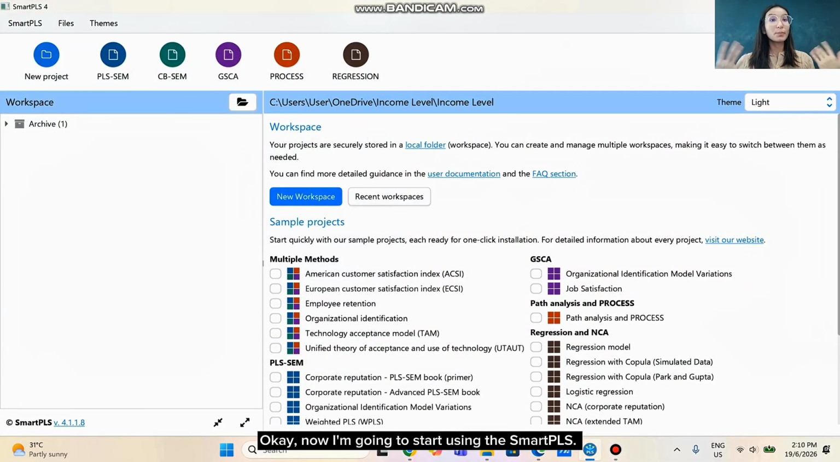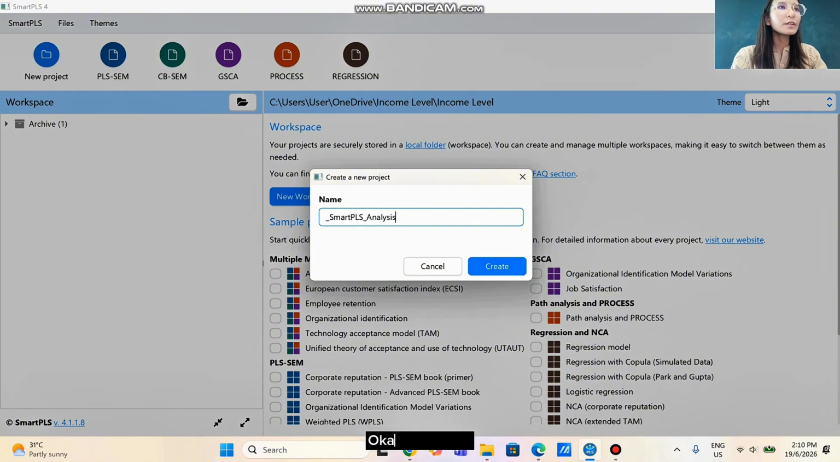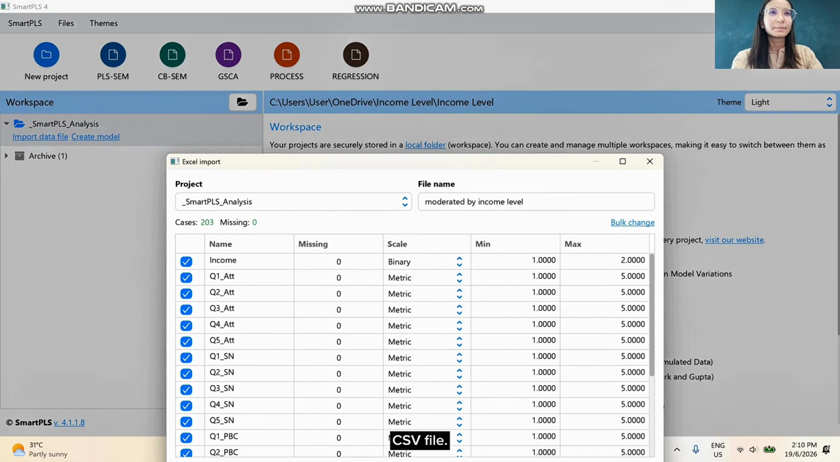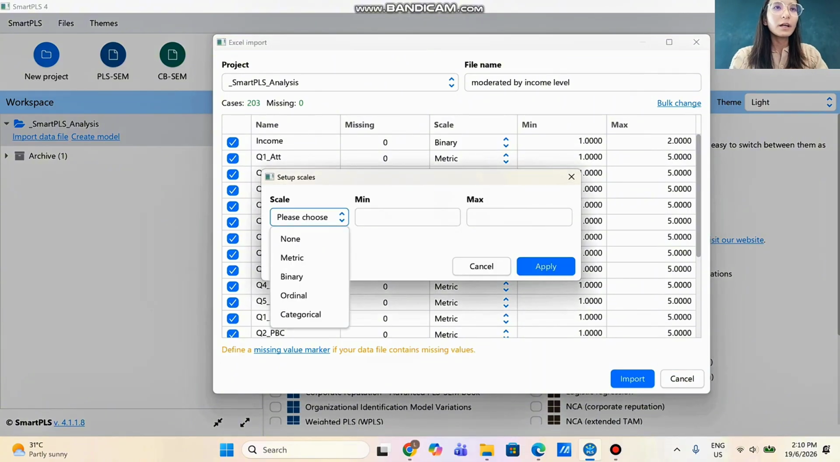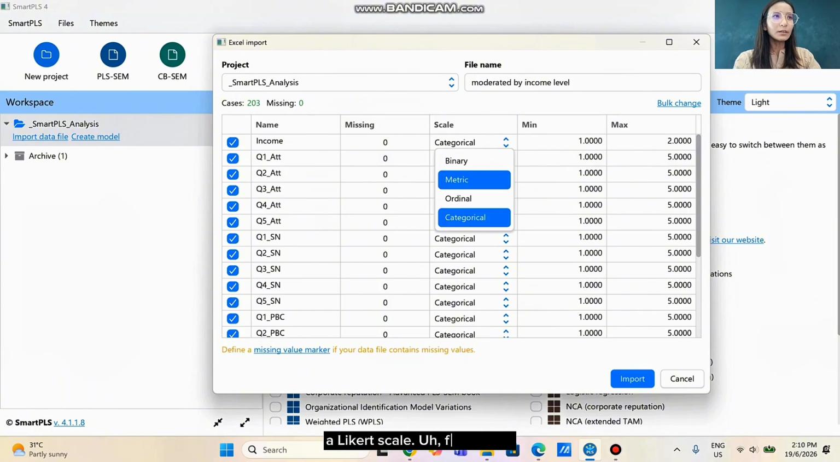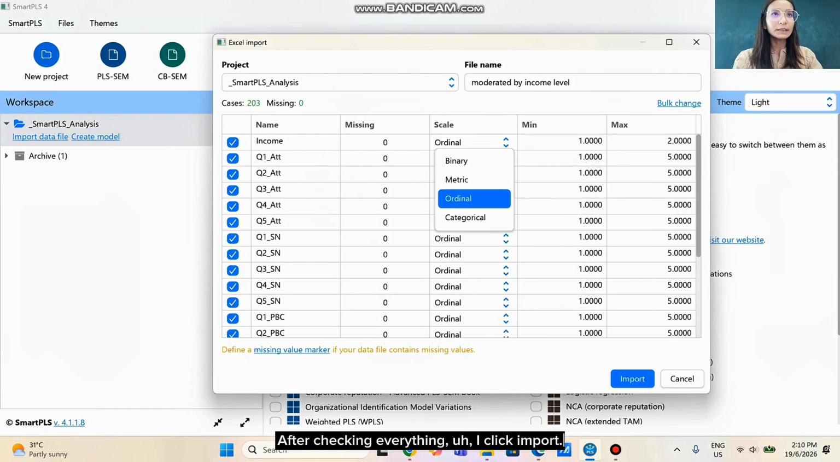Okay, now I'm going to start using SmartPLS. I have already downloaded the raw CSV data file given by my lecturer. First, I will create a new project and give it a proper name. After that, I click import data files and select my CSV file. Now I'm at the Excel import page. I will change everything to ordinal because they use a Likert scale. For income, I will set it as category first because it represents the income groups. After checking everything, I click import.